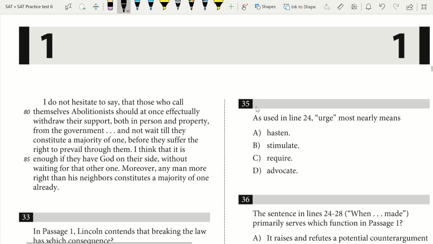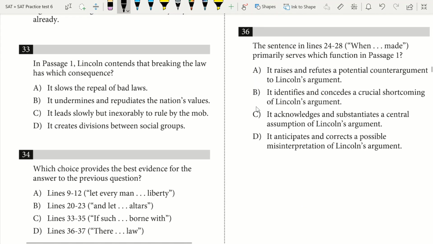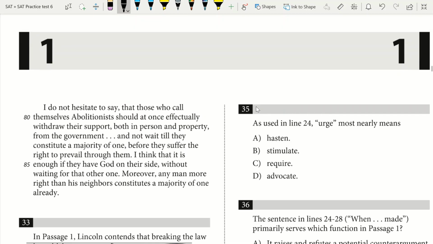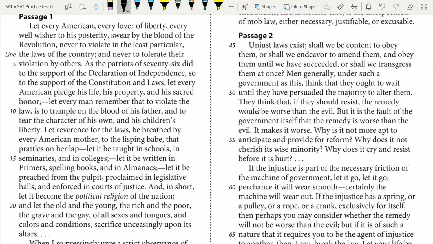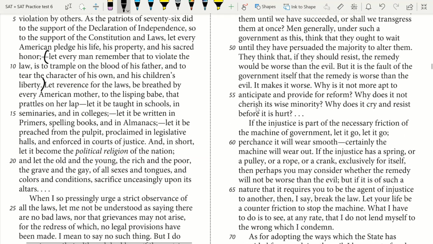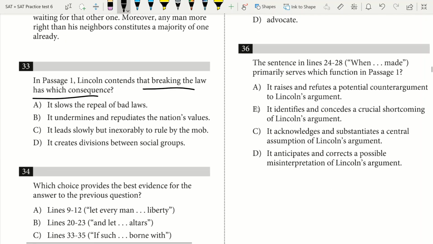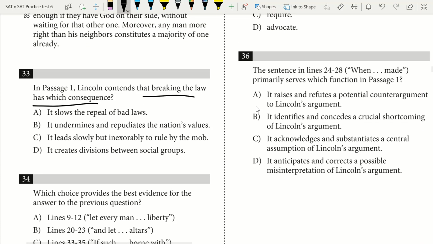All right, now we go ahead and answer the questions on passage 1. So in passage 1, Lincoln contends that breaking laws has which consequence? Well, Lincoln's really touching when he talks about breaking laws, and I'll show you where this is. He's talking about how it's really bad for the nation, right? He says, let every man remember that to violate the law is to trample on the blood of his father and to tear the character of his own and his children's liberty. He's talking about how bad it is as a reflection on the nation and how it tears at the nation's core values. So that's going to be B.